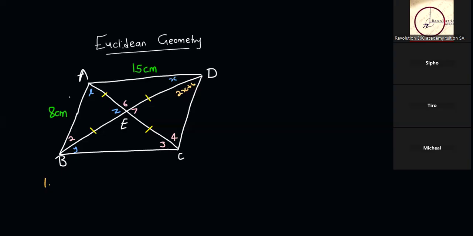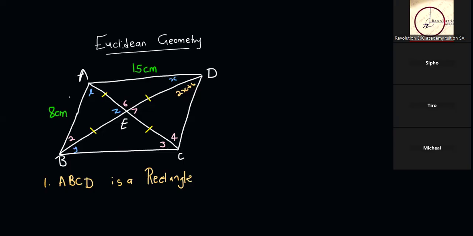So I'm going to say ABCD is a rectangle. We must classify it, so this is a rectangle. And the reason why we say it's a rectangle is because it has equal diagonals. So we're going to say ABCD is a rectangle because it has what?